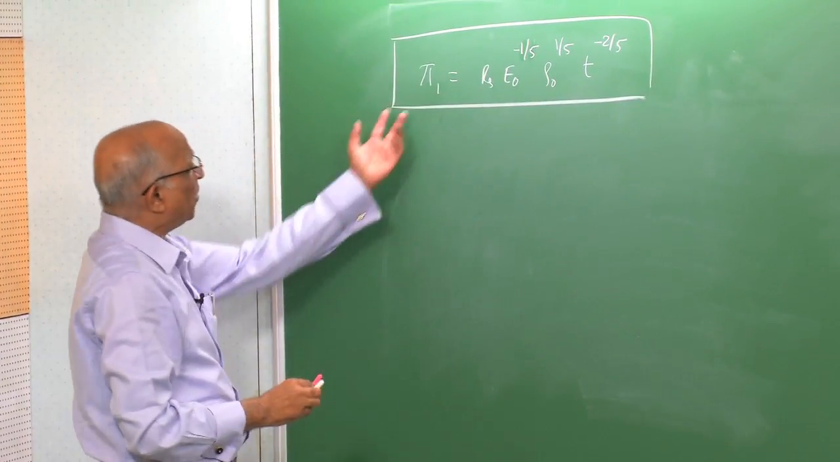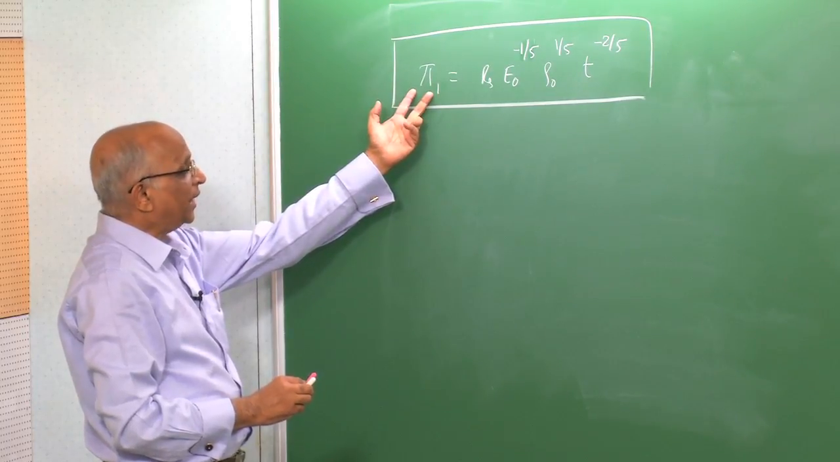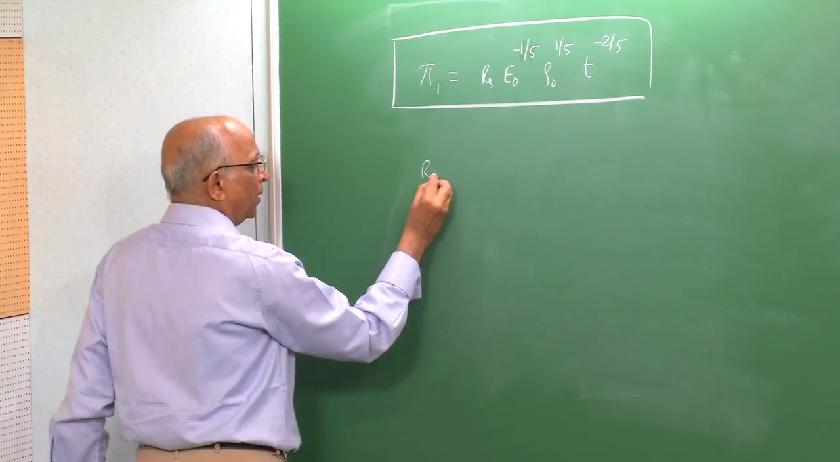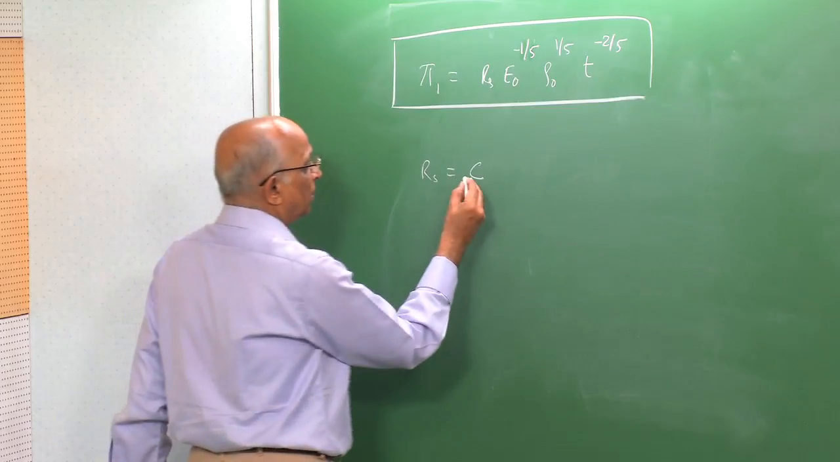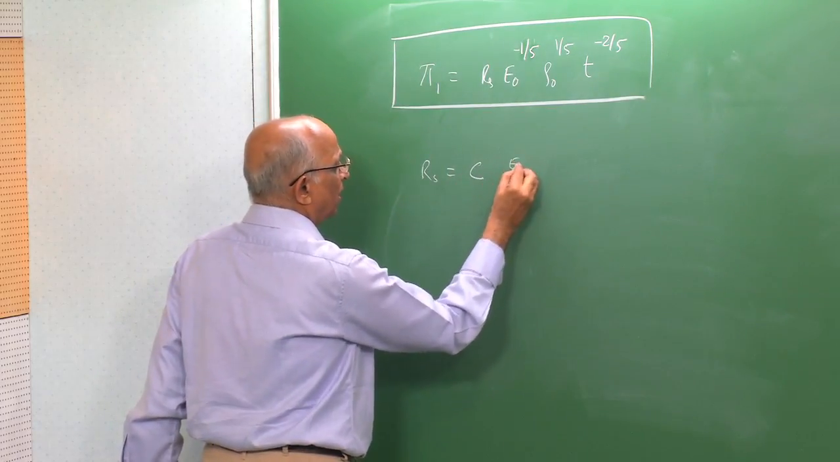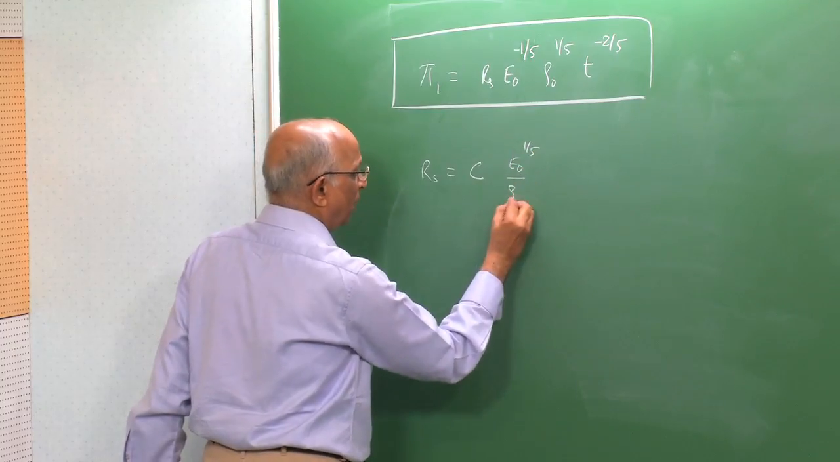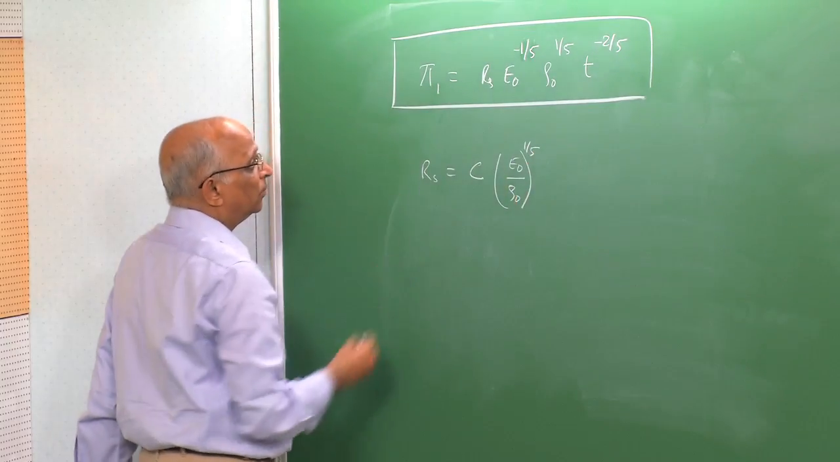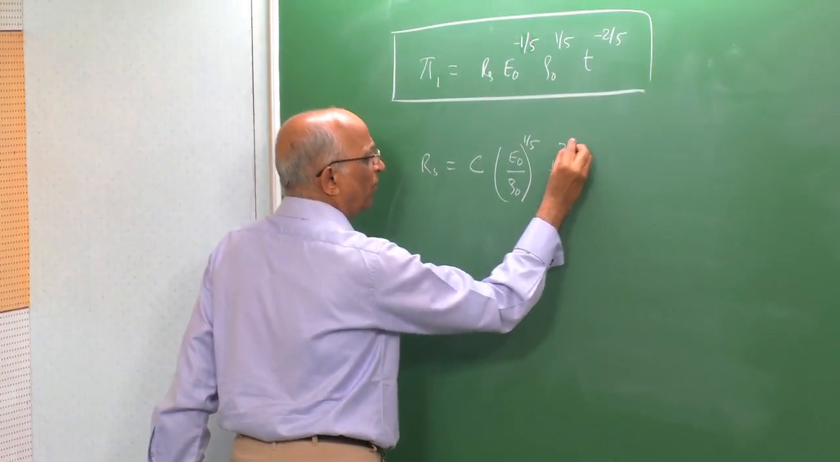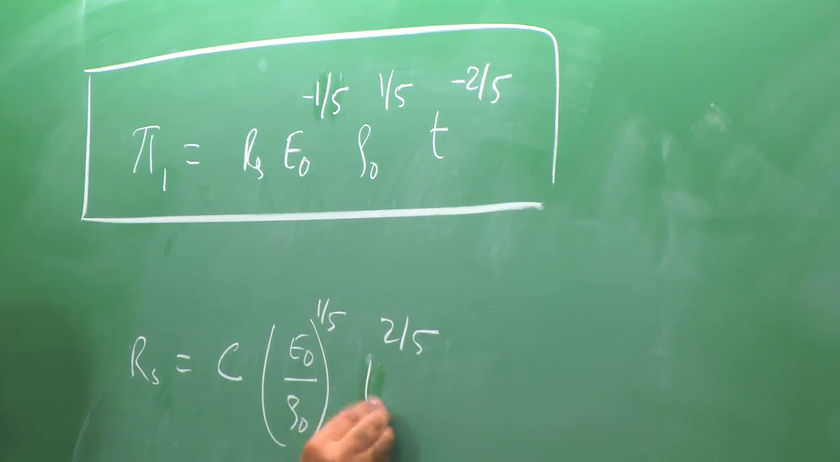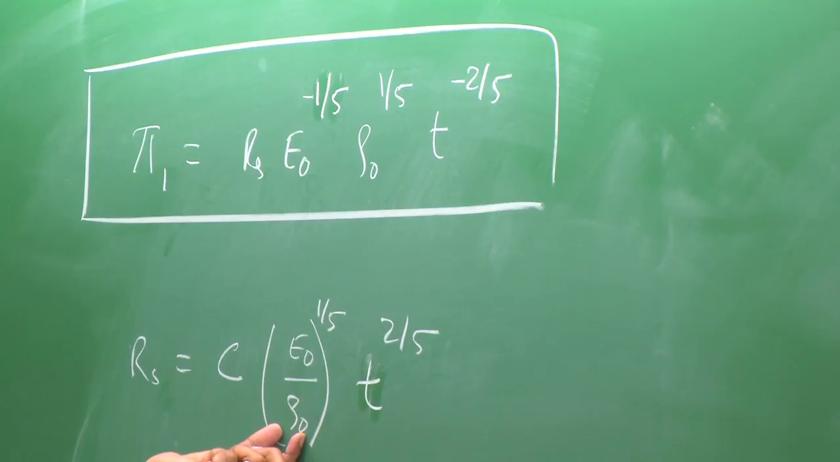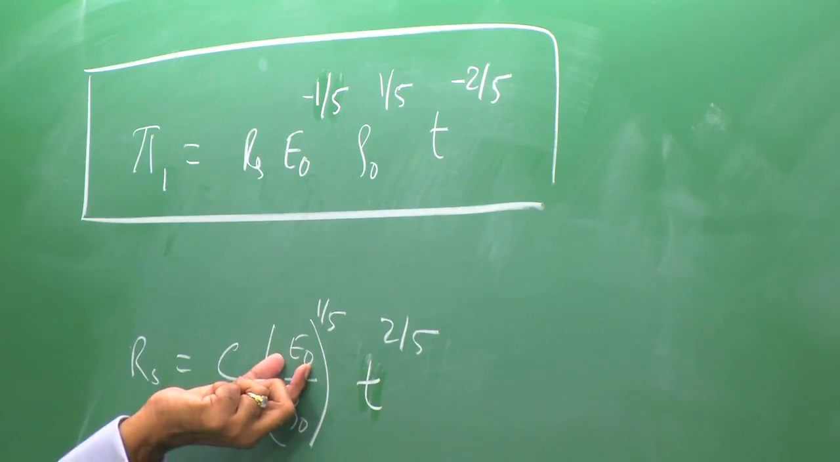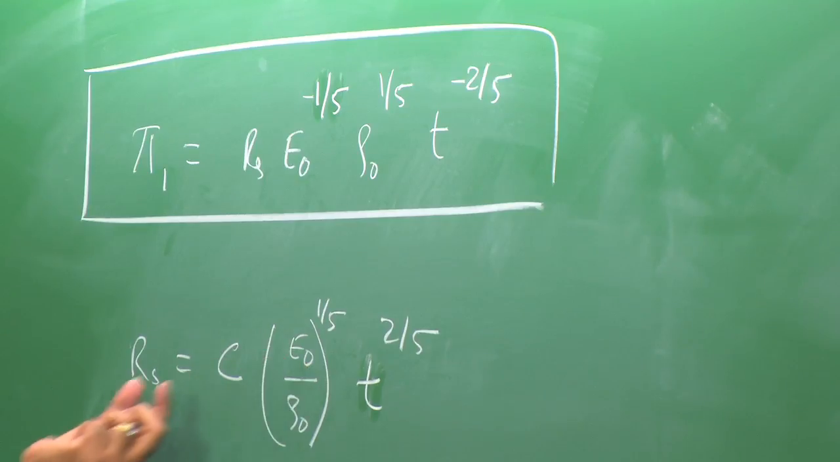Now, for a particular value of the dimensionless number, I can write the value of Rs. For a constant value, let us say c, of the dimensionless number, I have Rs equal to c into E 0 to the power 1 by 5 divided by rho 0, maybe I put these both together, into t to the power 2/5. Now, therefore, I find that the distance at time t in a medium of density rho 0, when the energy E 0 is released instantaneously, the shock distance Rs is given by this particular expression.